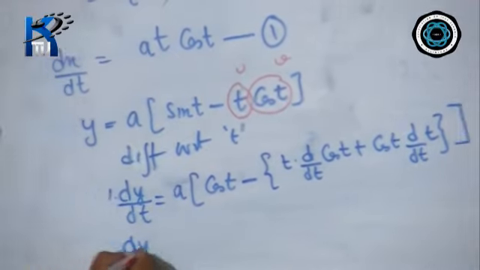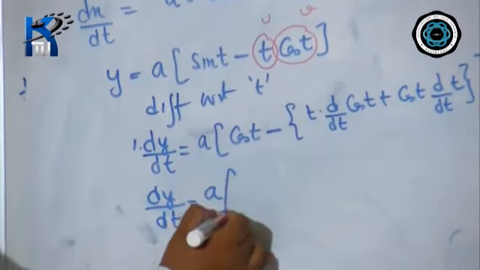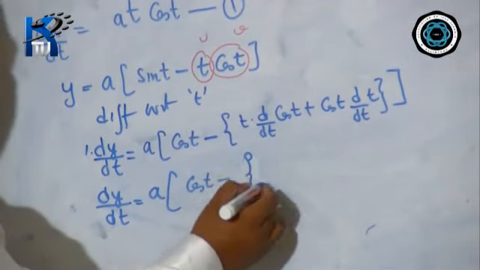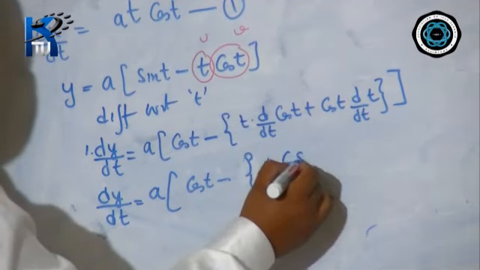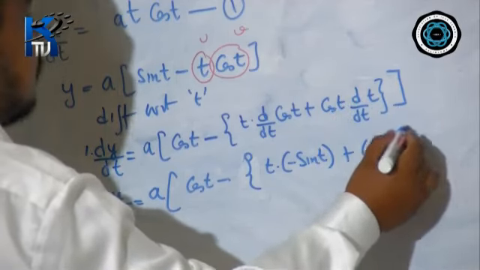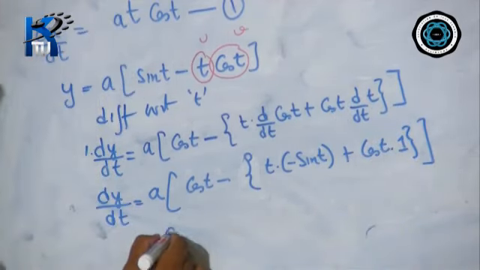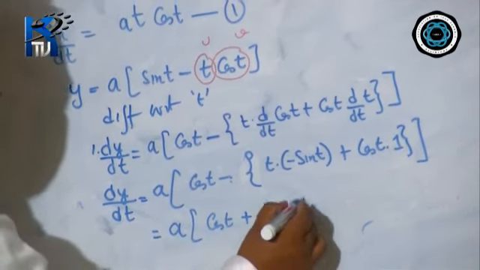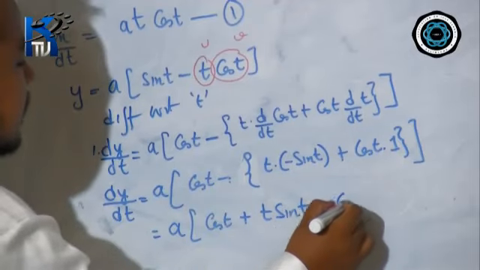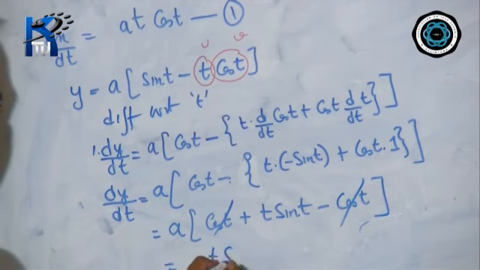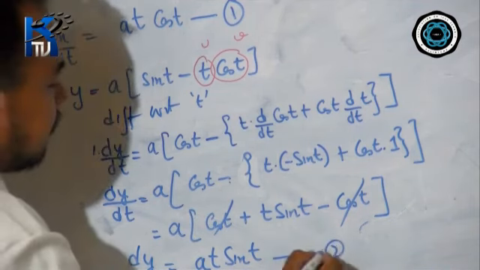So open the bracket, dy by dt equal to a as it is, cos t minus curly bracket t. What's the differential of cos t? It's minus sine t plus cos t as it is. What's the differential of t? It is 1. Now open the bracket: cos t, minus into minus is plus t sine t, minus into plus is minus cos t. So cos t and cos t get cancelled, so you get a t sine t. So this is the second part.